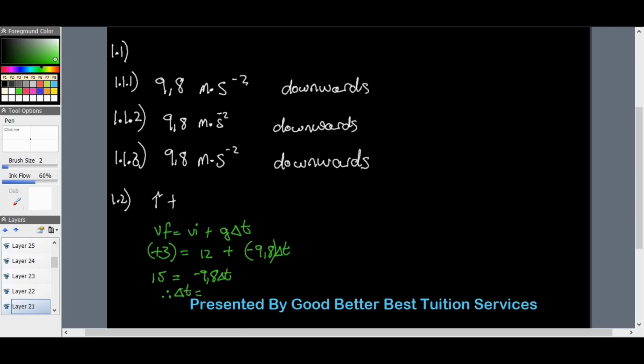I divide both sides by negative 9.8. Delta T would obviously need a calculator. Where's my calculator? There it is. Okay, cool. 15 divided by negative 9.8 would give me 1.53 seconds. 1.53 seconds, and that would obviously be upwards.